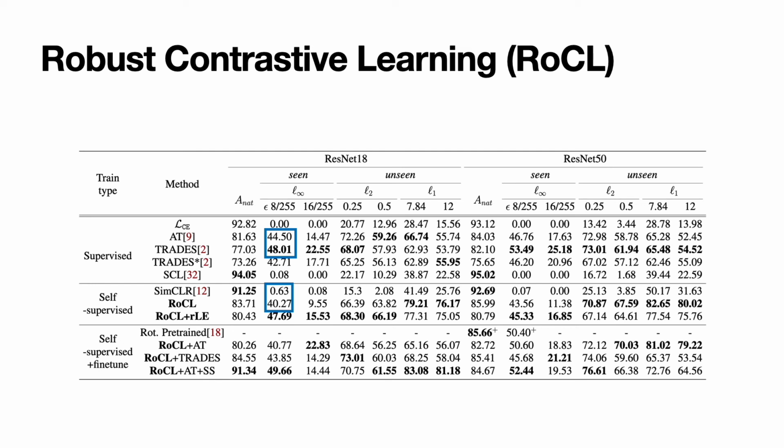However, ROCL achieves high robust accuracy, 40.27, against the target L infinity attack. This is an impressive result which demonstrates that it is possible to train adversarially robust models without any labeled data. Moreover, ROCL plus RLE outperforms supervised adversarial training and obtains comparable performance to TRADES.